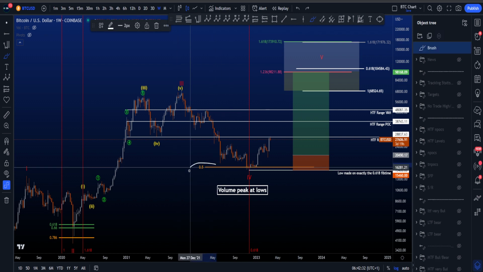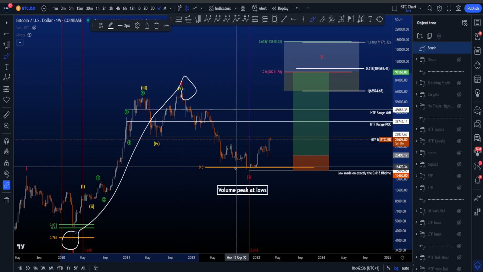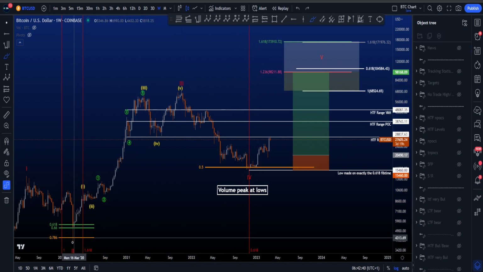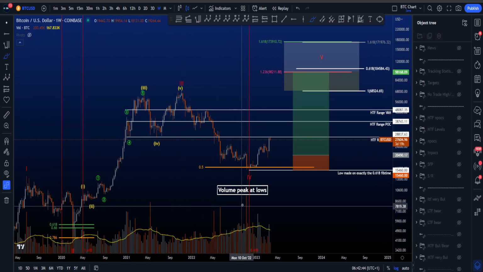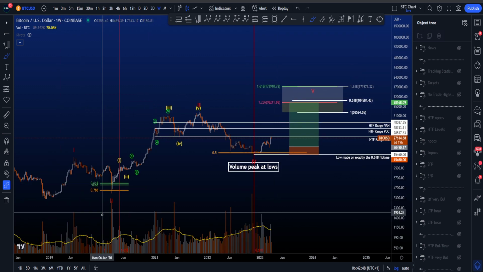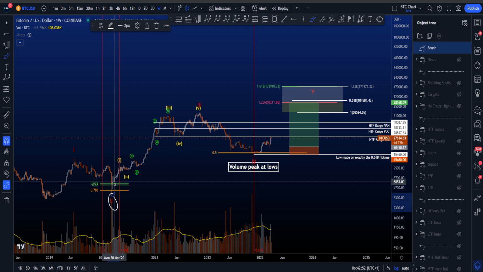In this scenario, wave 4 bounced perfectly on the 0.5, taken from the low of 2 to the high of 3. It also bounced perfectly during the 0.618 fib time, also taken from the low of 2 to the high of 3. And we had a high volume peak at the lows as well, which can signal a reversal area, as it also did for this wave 2 over here, which had a very high peak of volume before wave 3 to the upside.